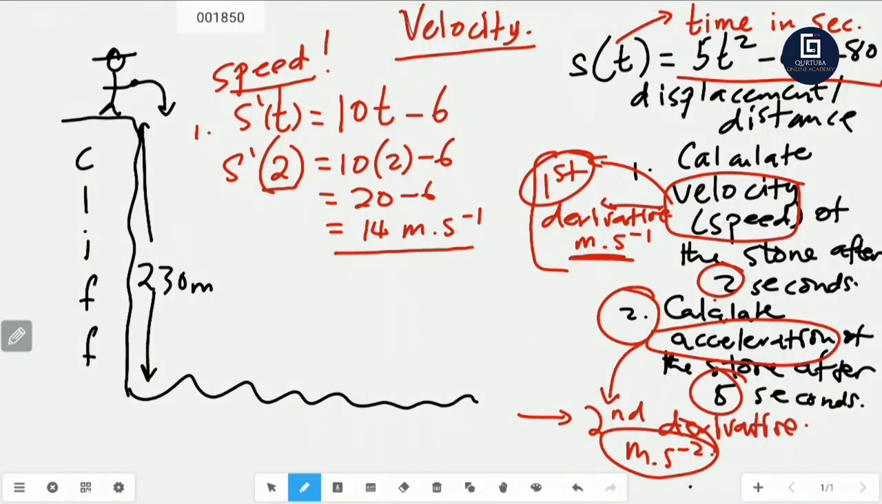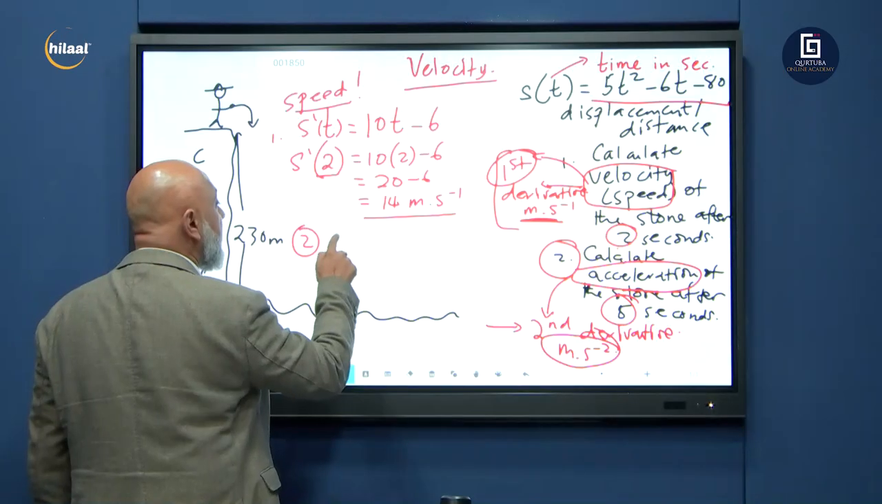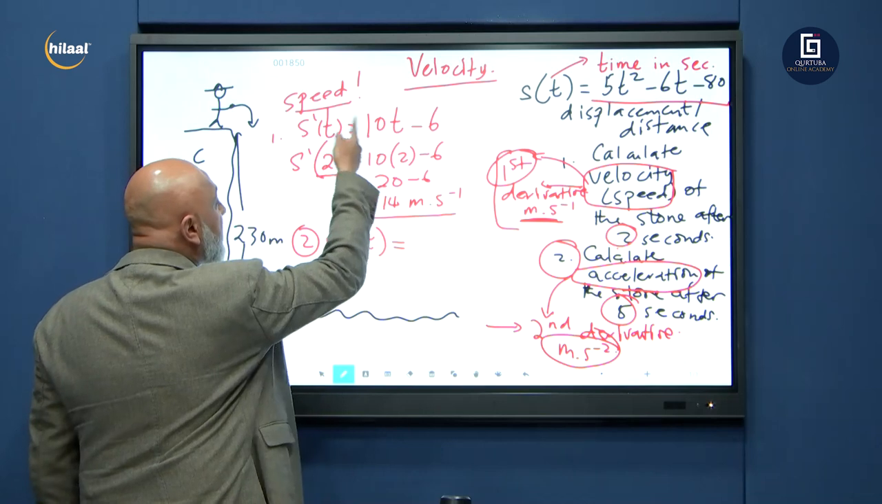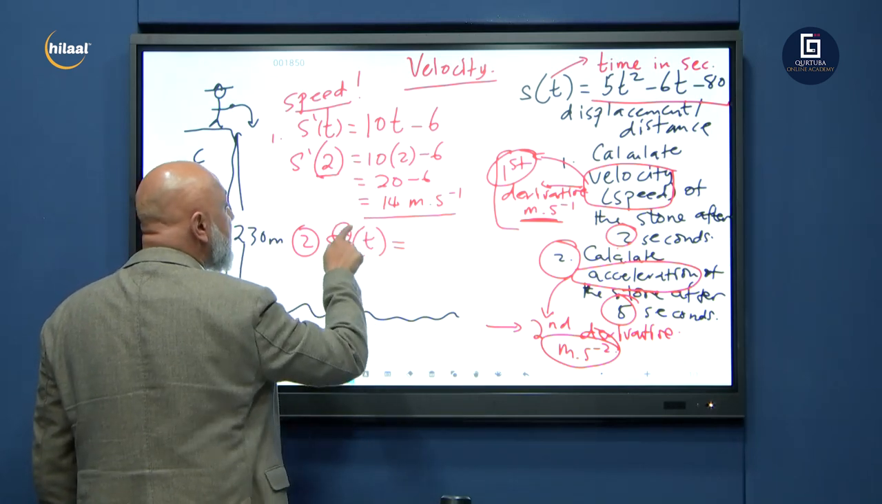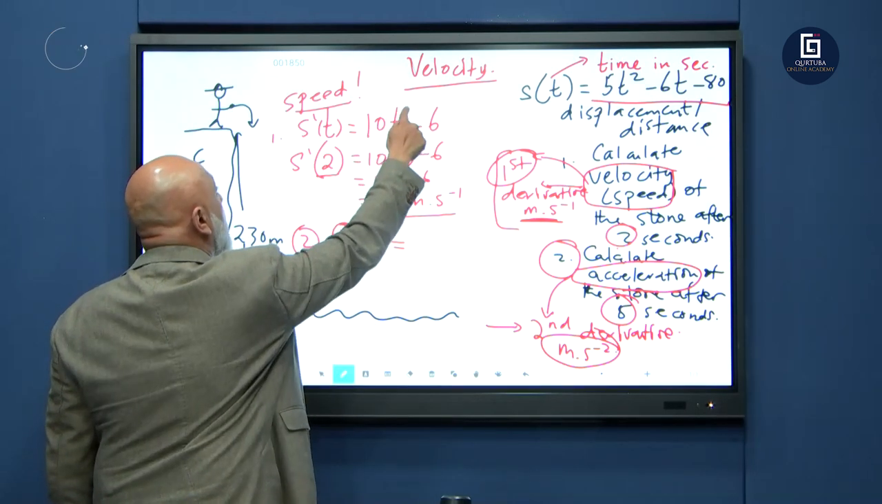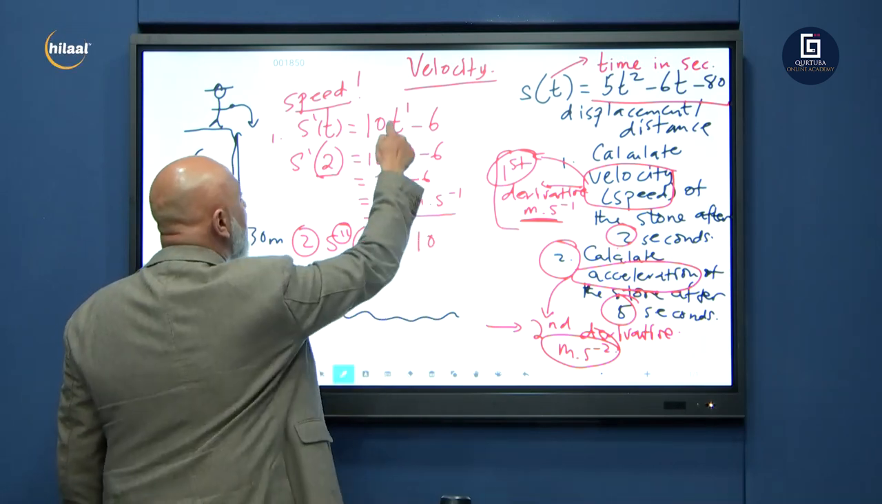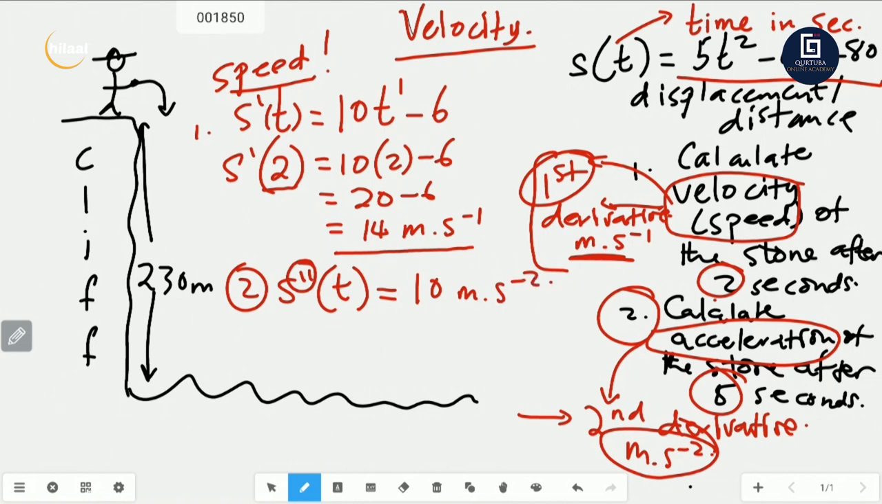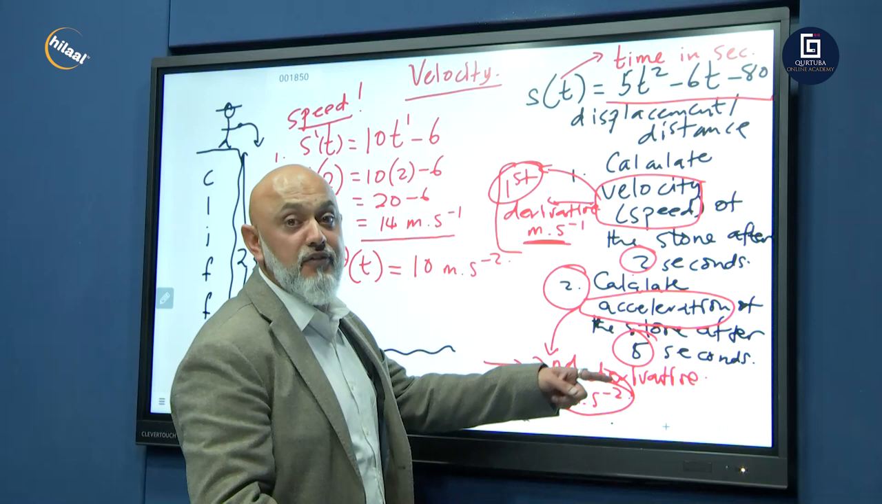Calculate the acceleration of the stone. So now we're going to go S double dash t, the derivative of the derivative, the second derivative. So obviously 1 times 10 is 10. The t will fall away, the 6 will fall away, meters per second to the minus 2, and that's your final answer. Does it matter after 5 seconds?